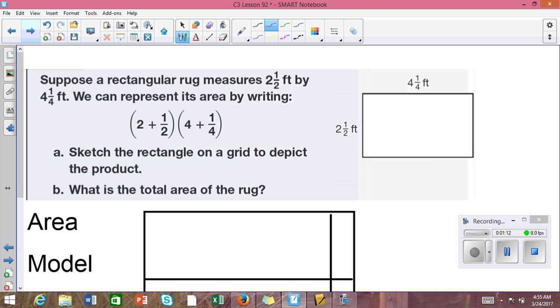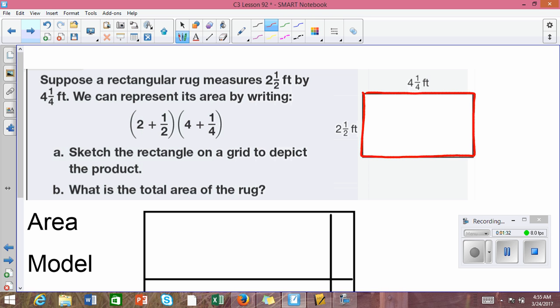In your first problem here, suppose a rectangular rug measures 2.5 feet by 4.5 feet. We can represent its area by writing 2 plus 1/2 and 4 plus 1/4. So over here you'll see that we have a rectangle.